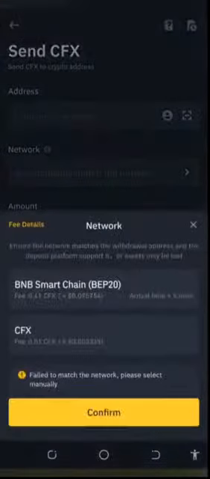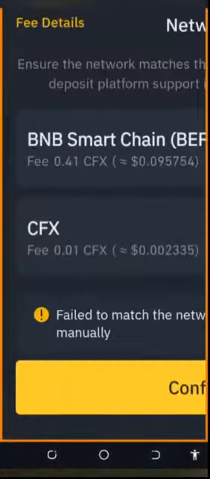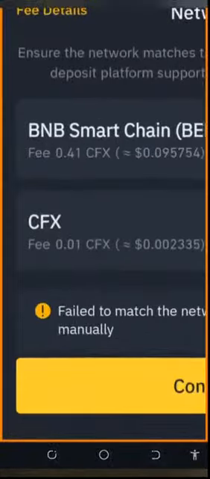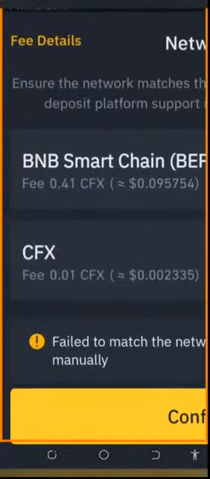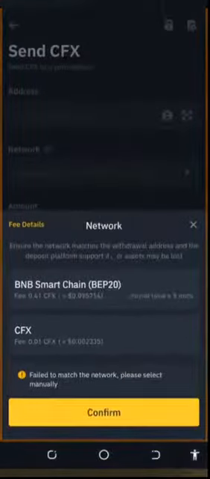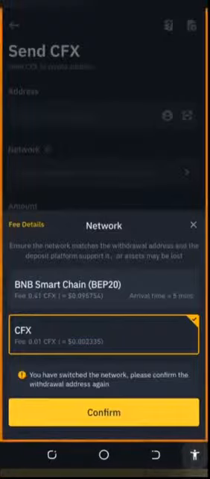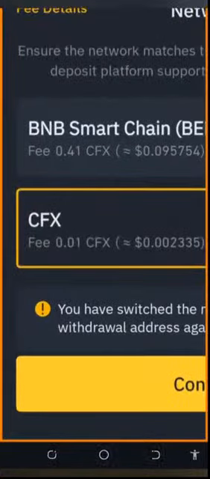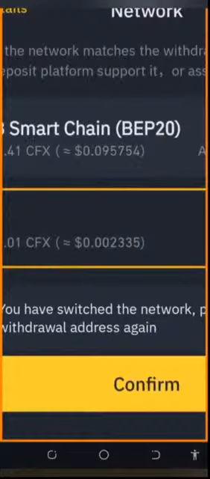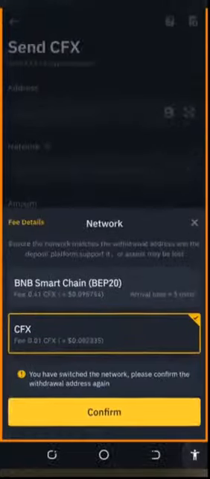Let's check it out. We have BEP20 and we have CFX. Does it say Conflux eSpace? I'm not seeing eSpace, but I'm seeing CFX. So let's click on CFX. How much is it? It's just about 0.0000. What am I saying? 0.002. That's less than 1 cent.